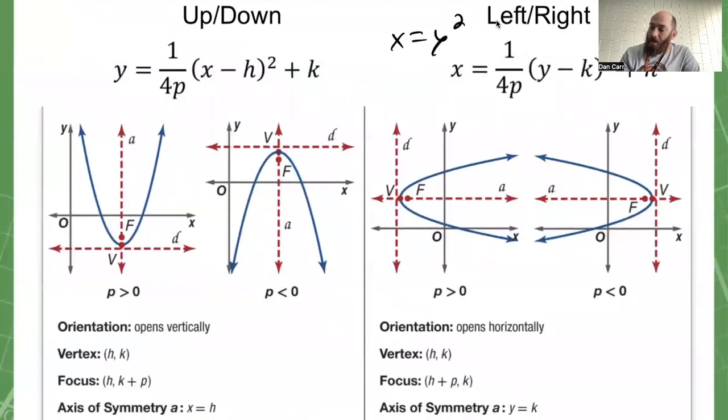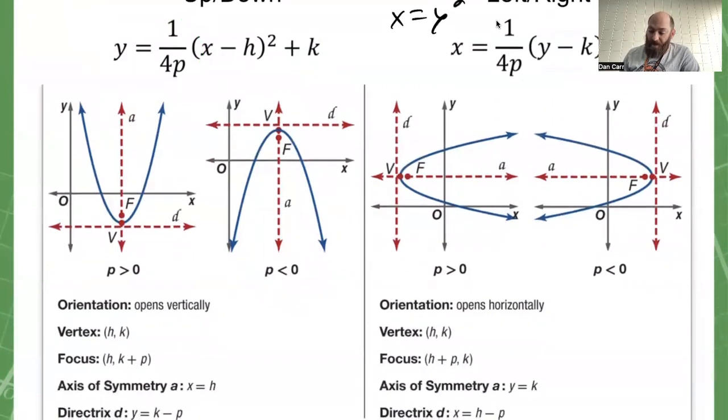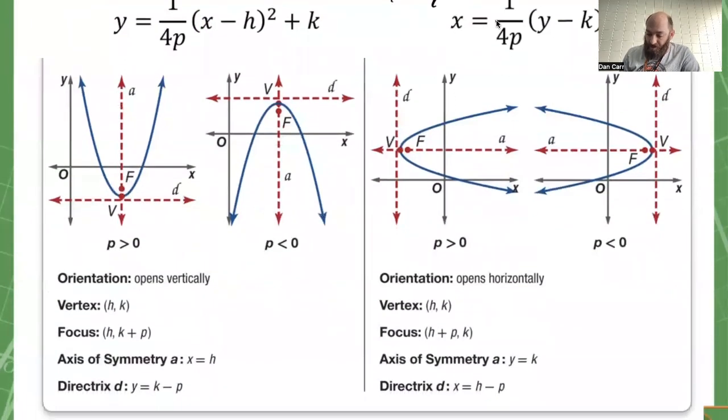Now, this is a new thing here, this 1 over 4p. That is going to help us with our focus. That p value is going to help us understand where the focus is. So wherever the vertex is at h and k, if it's opening up or down, we basically take the y value and add the value of p to it. Which means if it's negative, then you're going to subtract it. You're going to go the other direction. So again, if p is positive, it opens up. If p is negative, it opens down.